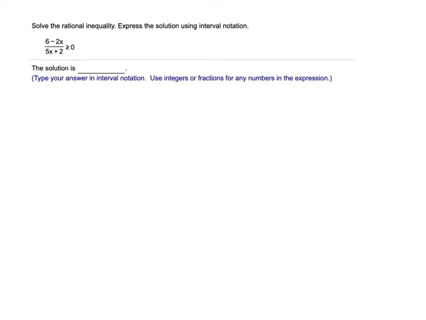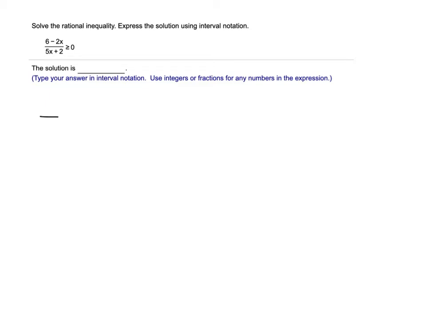Okay, so for this video, we're going to take two examples of rational inequalities. I picked them out of your homework because some of them give people a little bit of trouble, and I thought I would cover these. So the first one, we just have a rational inequality. It's already set up greater than or equal to 0, which is nice. So let's just go ahead and work it.